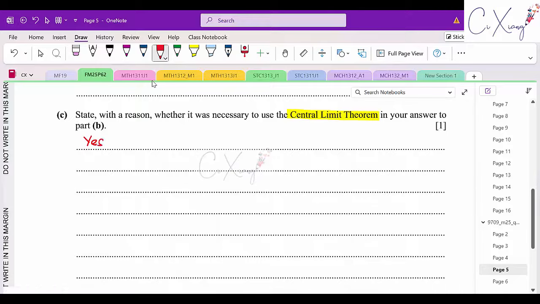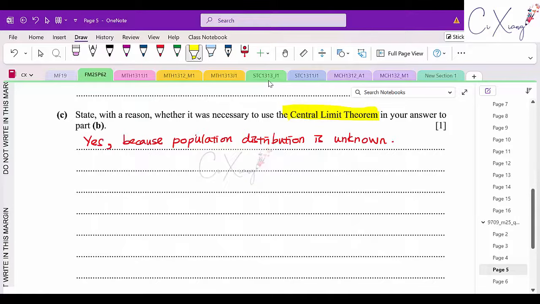So why do we apply the central limit theorem? It is because the population distribution is unknown. We don't know what the population distribution is, but because the sample size is large, the sampling distribution is approximately normal. This is stated by the central limit theorem. So in short, we are applying the central limit theorem to assume that our sampling distribution is normally distributed. All right, so this is how we solve question number 2.